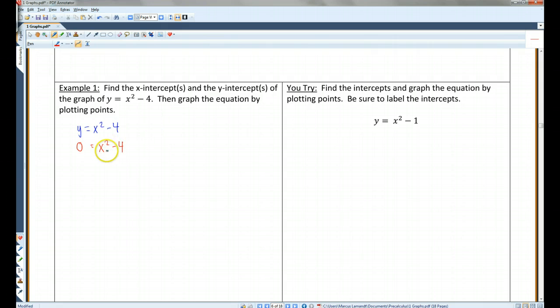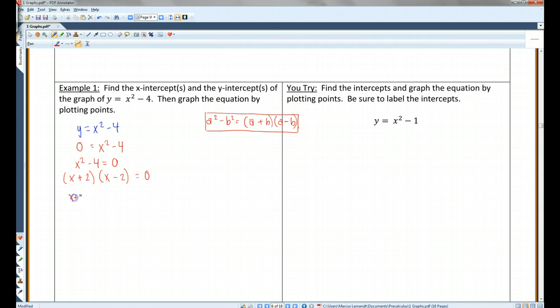Now, if you guys remember from algebra, this is a difference of two squares. The difference of two squares equation was a squared minus b squared. You can factor it like this: a plus b, a minus b. This comes in handy. So I'm going to rewrite this. x squared minus 4 equals 0. This factors into x plus 2 times x minus 2.